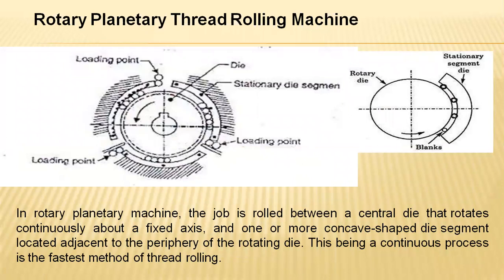The rotary or planetary thread rolling machine typically looks like this. It has the die, then the stationary die segment, and this is the loading point. Nothing but the depth of cut, that depth of penetration should be processed, and this is the loading point.